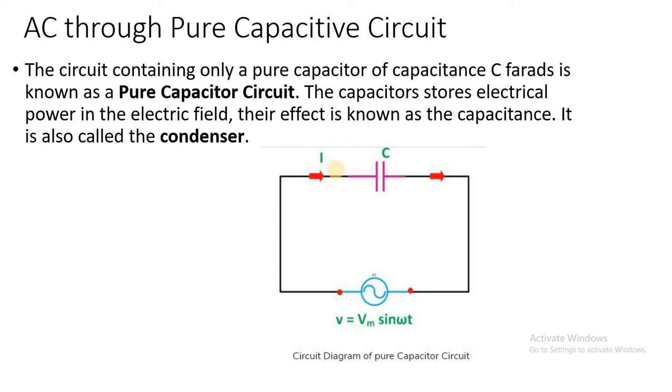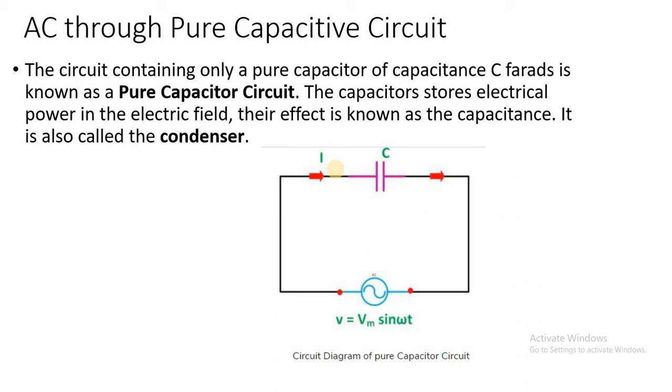The circuit containing only a pure capacitor of capacitance C farad is known as a pure capacitor circuit. The capacitor stores electrical energy in the form of an electric field, and this effect is known as capacitance, and this capacitor is also called the condenser.